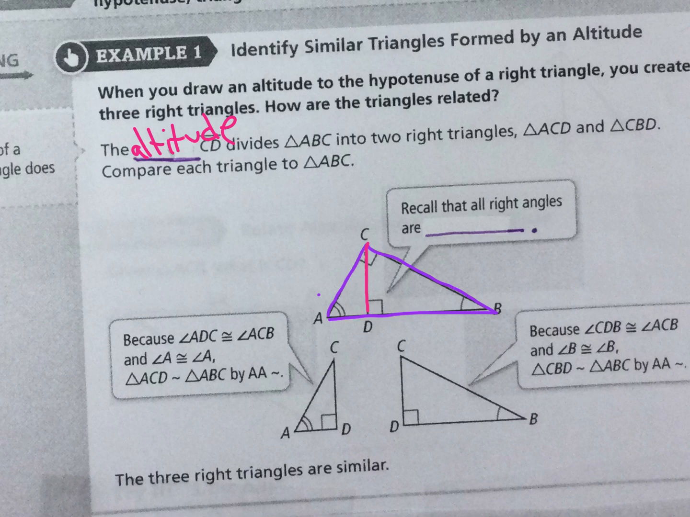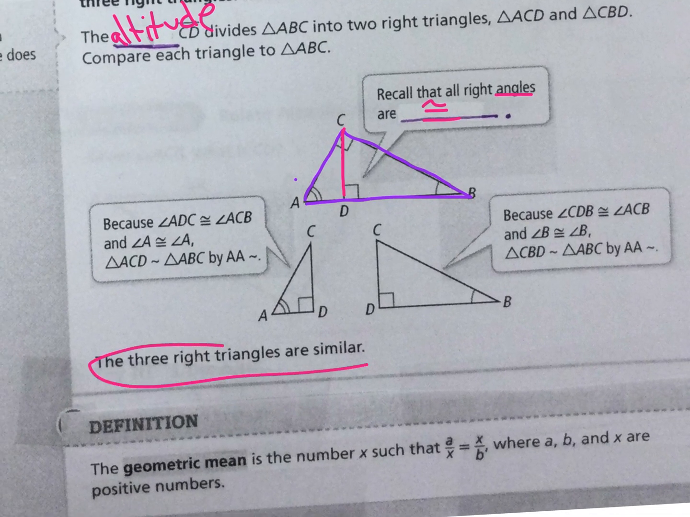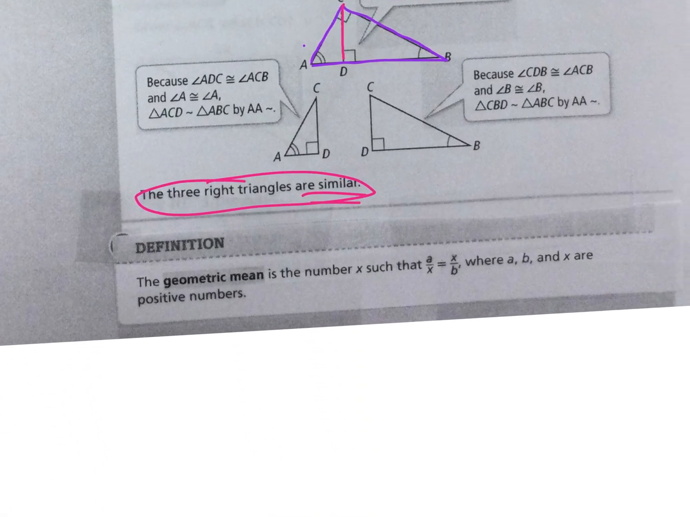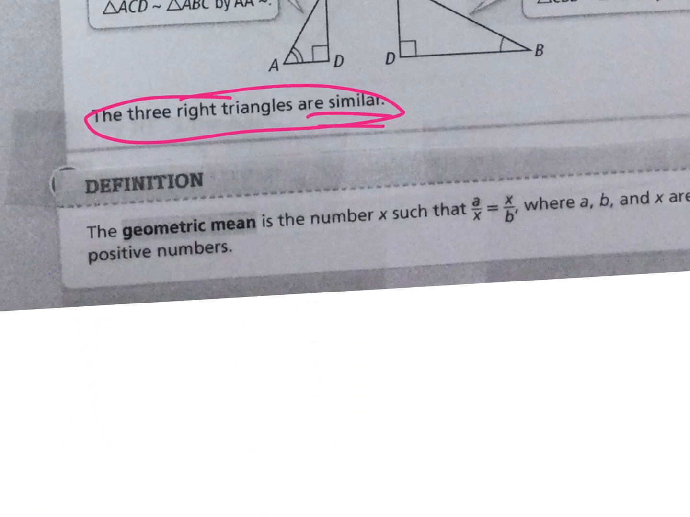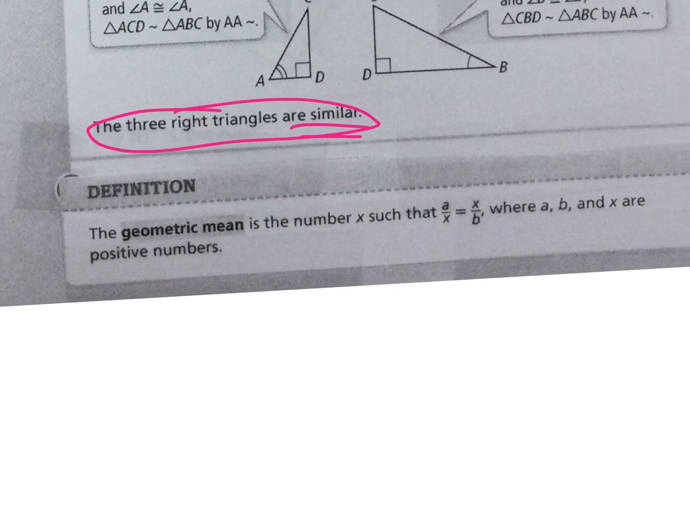So recall that all right angles are congruent, okay? And so because of this, all 3 of these triangles are similar. Now they want you to, well, I'll tell you in a minute. The geometric mean is such that A is to X as X is to B.